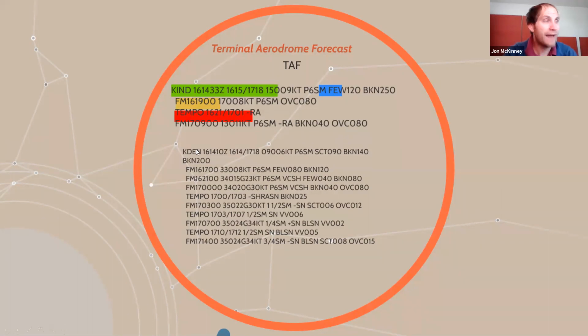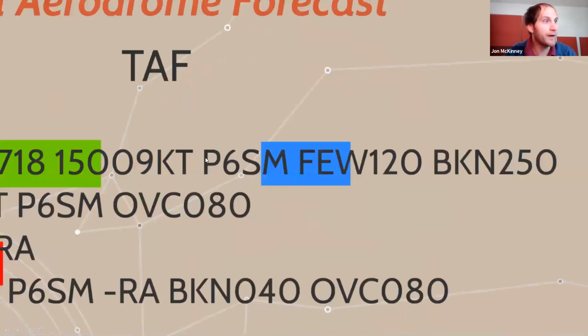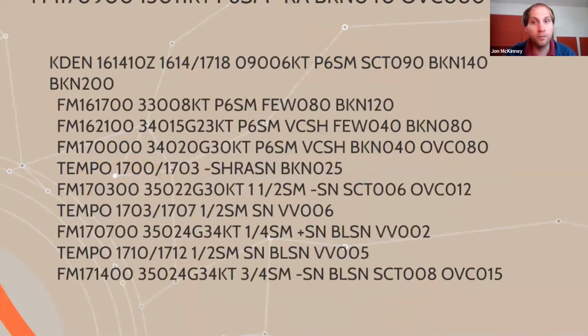Okay, well, we have a pretty crazy example here for Denver Airport, so I'll walk you through this Denver Airport example. Oh my gosh, I'm trying to go too fast. This is Denver. It's issued on the 16th day at 14:10 Zulu. It's valid from the 16th day, 14 Zulu, until the 17th day at 18 Zulu. So this is more than a 24-hour TAF.